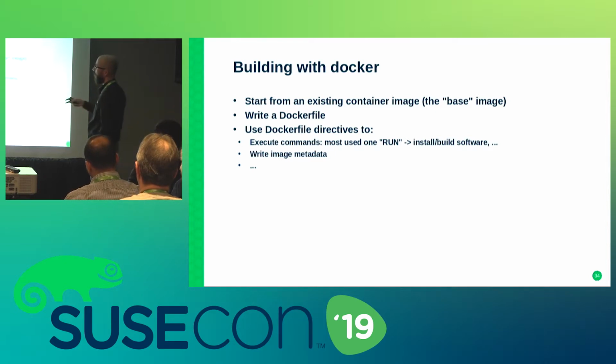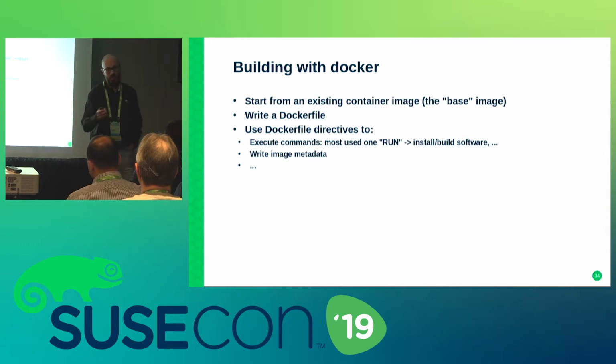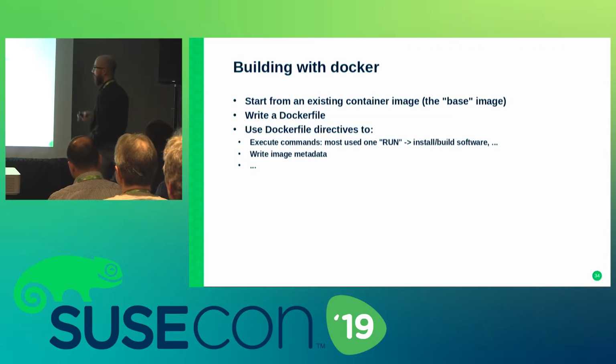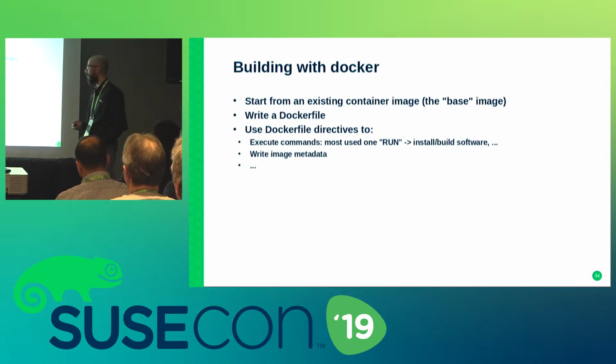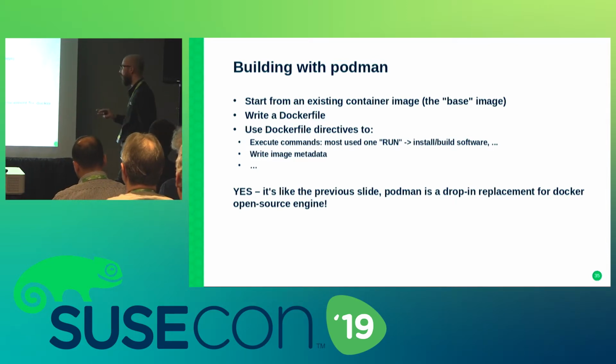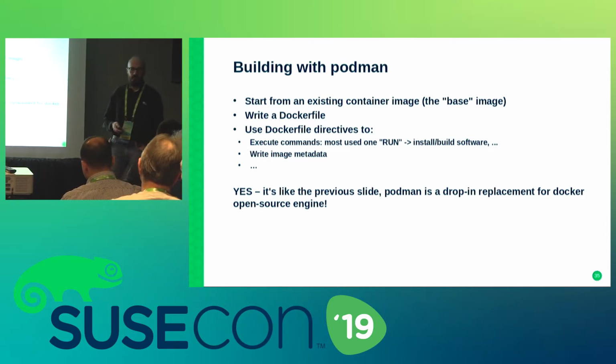You can also write metadata inside of the Dockerfile, like the maintainer of the image is this guy. This image is going to run a service on these ports, and it needs a volume, and so on and so forth. So pretty straightforward. Building an image with Podman is the same thing. I just copied the slide and added the text, because really, it takes a Dockerfile, and it's the same thing. It's a drop-in replacement for Docker, as I mentioned before. So it has a build feature. It takes a Dockerfile. It just works the same way.